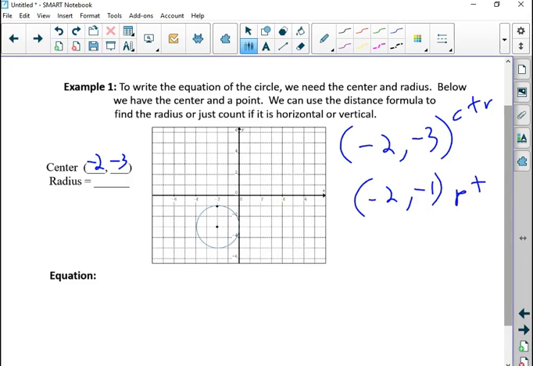Now, if this was a more difficult problem, and it wasn't directly above, we would have to use the distance formula between these 2 points. But all we have to do is count up 2 spaces and find out the radius is 2. Once again, if this was a more challenging problem and the point was a decimal or diagonal from it, where you couldn't exactly count horizontally or vertically, you would use the distance formula on these 2 points. We don't have to here. And now we're ready to go.